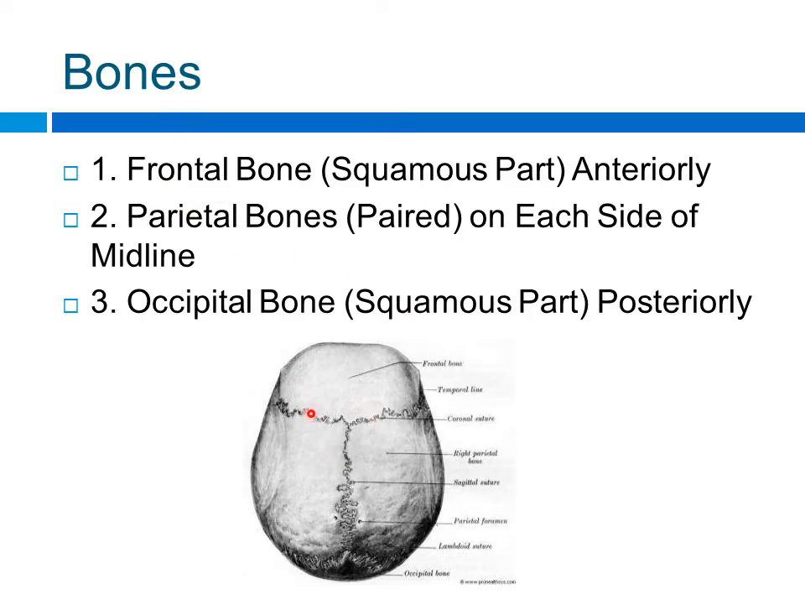So again, the bones forming the Norma verticalis: the frontal bone, the squamous part anteriorly, then the two parietal bones on each side of the midline, this one and this one, then the squamous part of the occipital bone posteriorly. So the squamous part of the frontal bone anteriorly, the squamous part of the occipital bone posteriorly. On either side of the midline we have two parietal bones, and these are the bones forming the Norma verticalis.